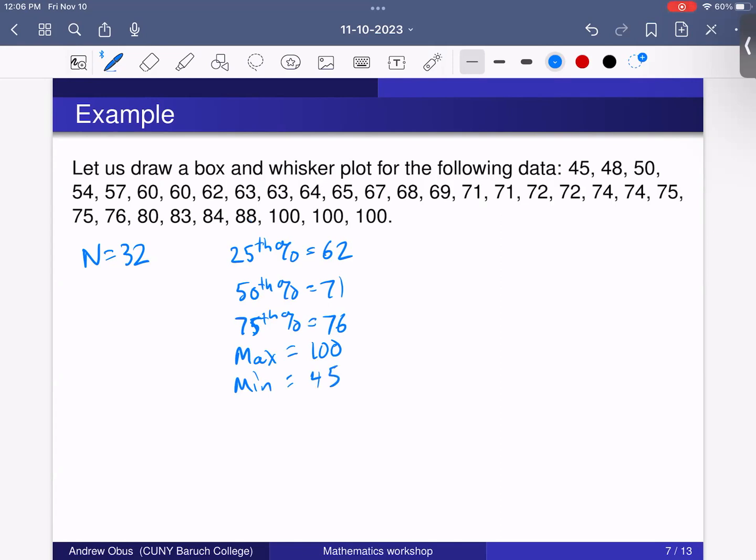So the minimum was equal to 45, and I'll just draw our little box and whisker plot by hand. I'm just going to mark everything by tens up to 20: 30, 40, 50, 60, 70, 80, 90, and then up to the max at 100.